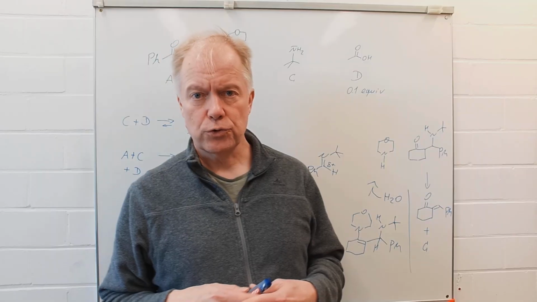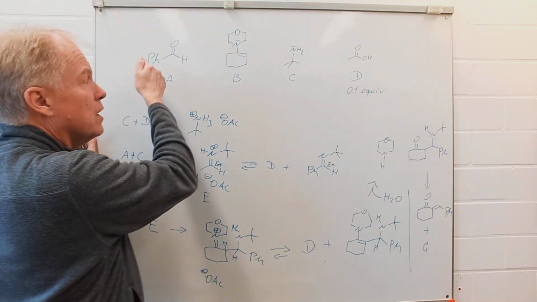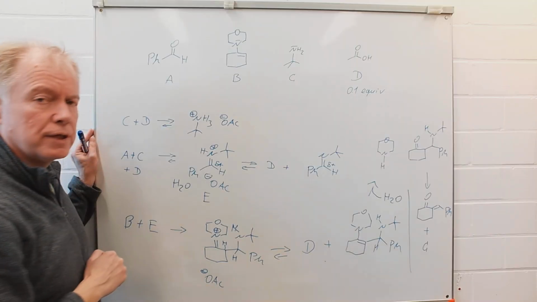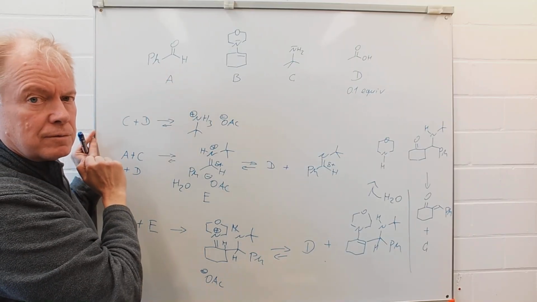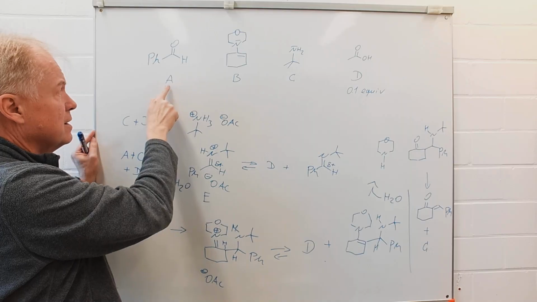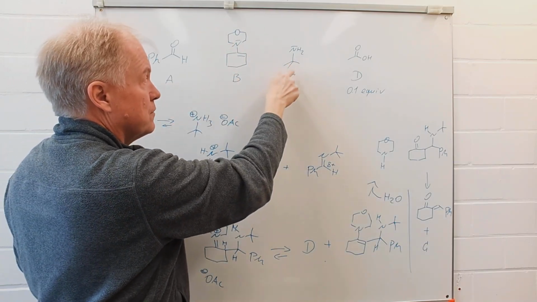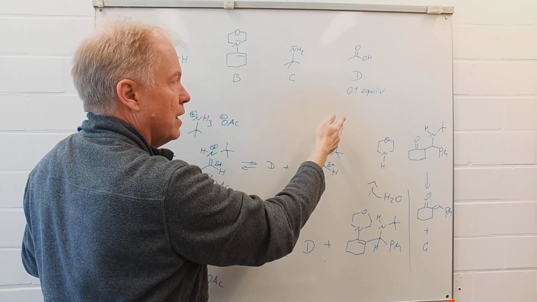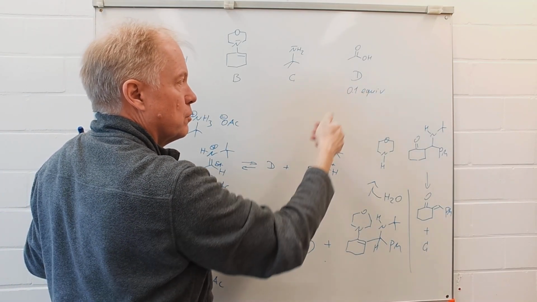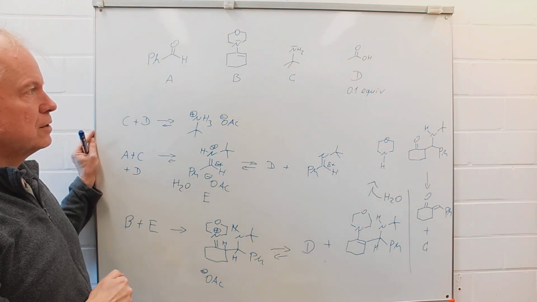In today's tutorial we will have a look at a reaction where we have a four-component mixture. We have benzaldehyde A, we have this enamine B, we have this tertiary butylamine C, and we have 0.1 equivalents of acetic acid.